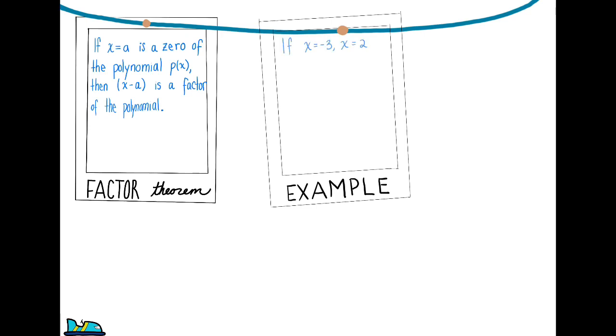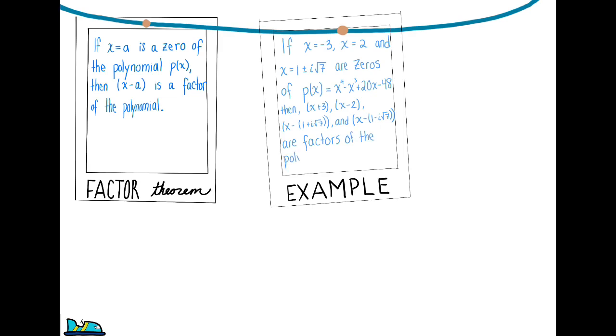So if we have, let's say, the example x equals -3, x equals 2, and x equals 1 plus or minus i radical 7, and we know that these are zeros of a polynomial, then we can write those factors as x plus 3, x minus 2, x minus 1 plus i radical 7, and x minus 1 minus i radical 7. So we know that those are factors of that polynomial p of x.